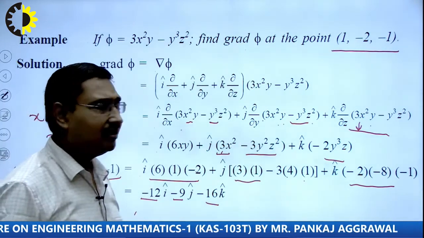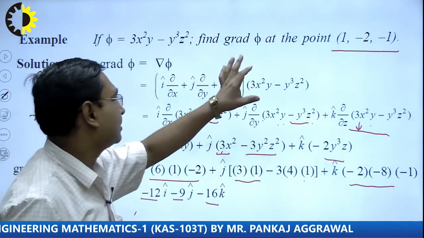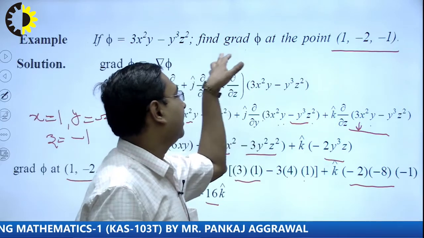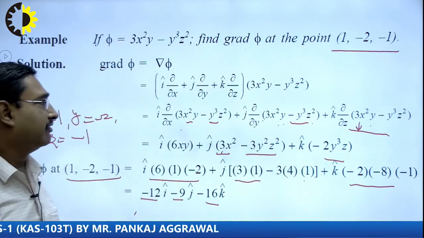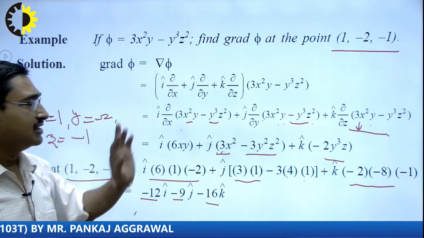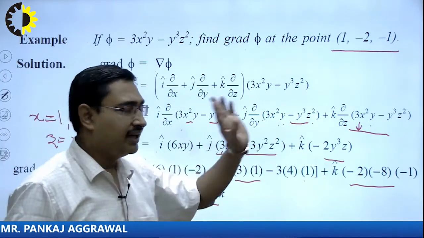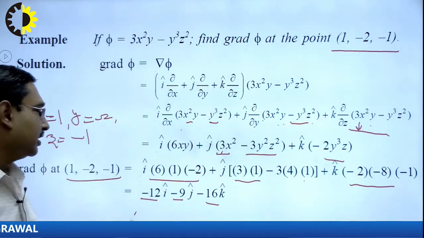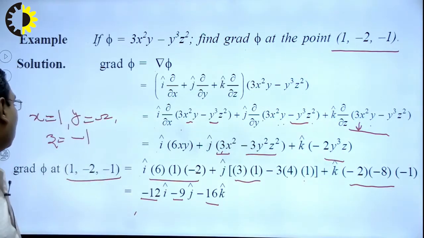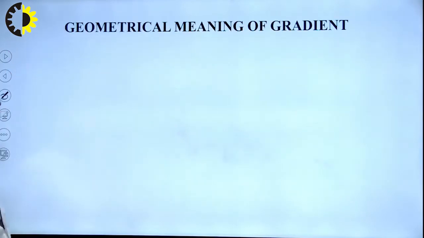We have done nothing, we have simply phi was given to us. We were interested in finding grad phi at this particular point. I applied the formula for grad phi. The value of del was substituted. Partial derivatives were calculated and finally the point was substituted so that the value at the required point can be calculated.